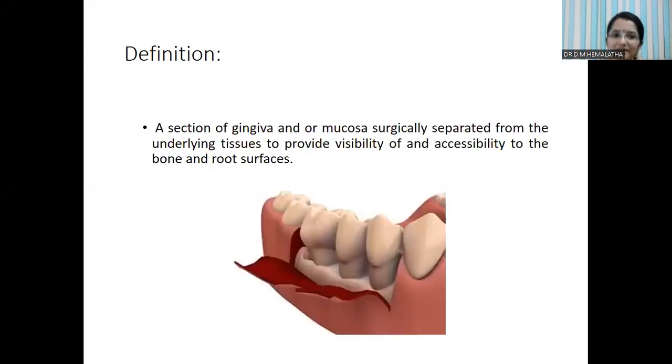So coming on to the definition, a flap is a section of gingiva and or mucosa surgically separated from the underlying tissues to provide visibility of and accessibility to the bone and root surfaces. So as it is mentioned, it can be both gingiva and or mucosa, which is surgically separated from the underlying tissues, and the main concept is to provide visibility of and accessibility to the bone and the root surfaces.